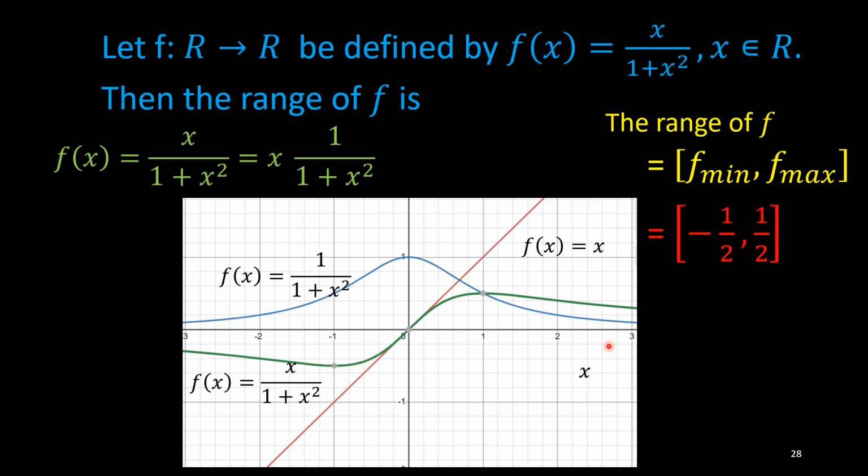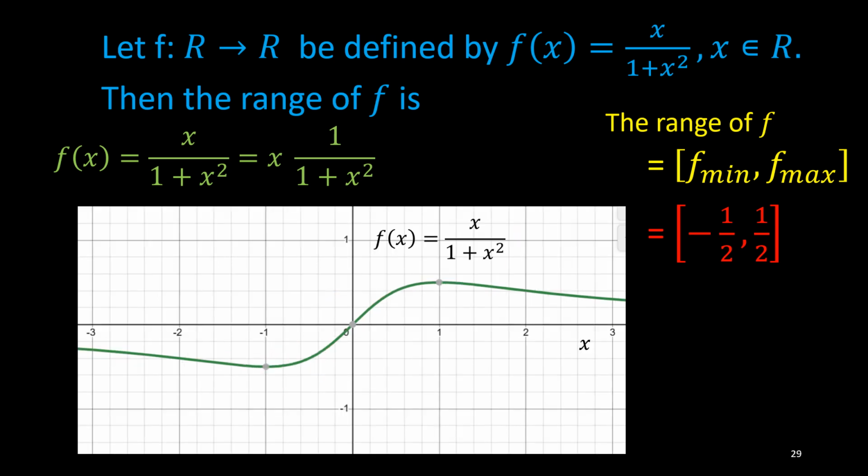So this is the function, this green one, it is for f of x, this one, x upon 1 plus x squared. So from here we can easily see what the maximum value is. You can understand this is the function, and for this function this is the maximum level, half, and this is the minimum level, it is minus half. Thus the range is minus half to plus half.